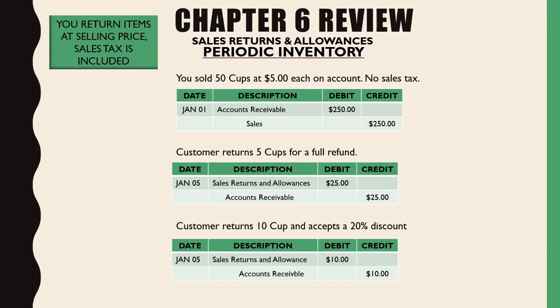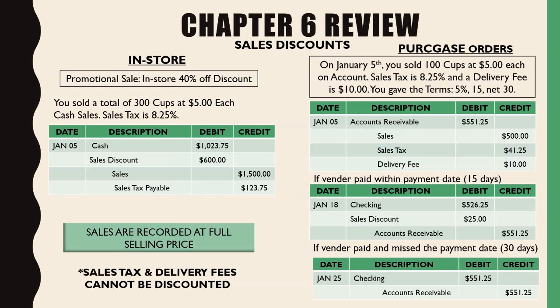Okay, so once again, course review here. We have how to record a sale, whether it's cash or on an account, right? We also recognize what happens when a customer returns, right? And we also looked at when a customer gets an allowance. We also took a look at what happens when we have in-store discounts versus offering terms, okay?